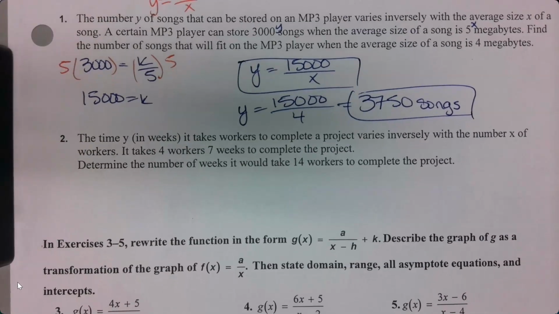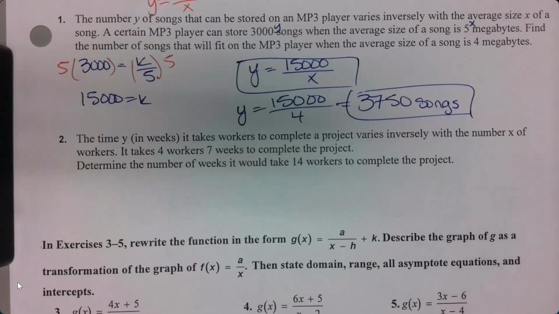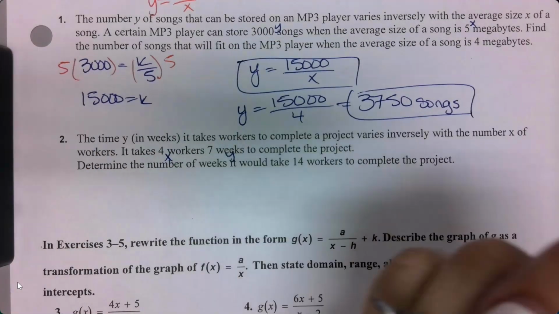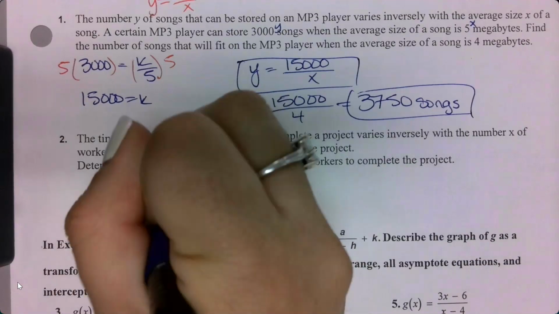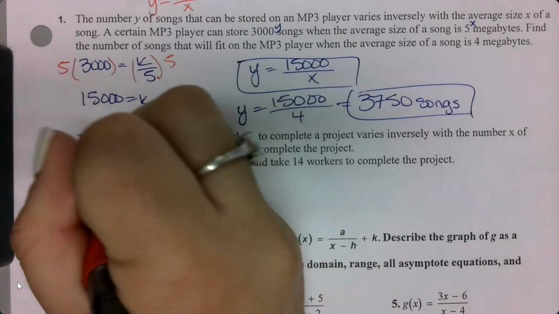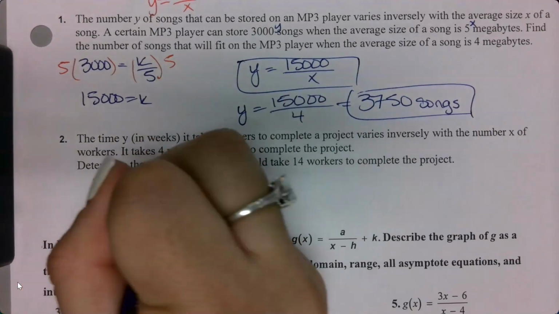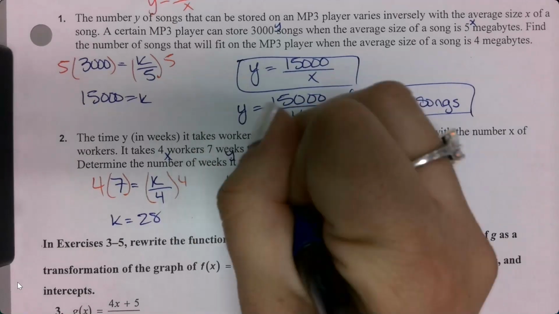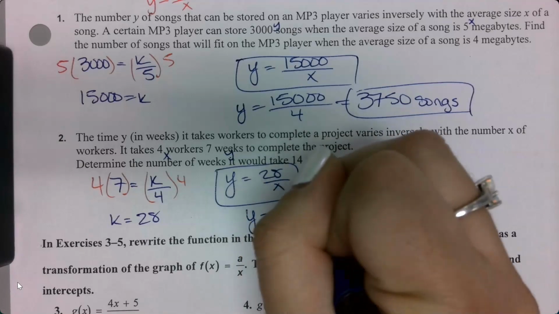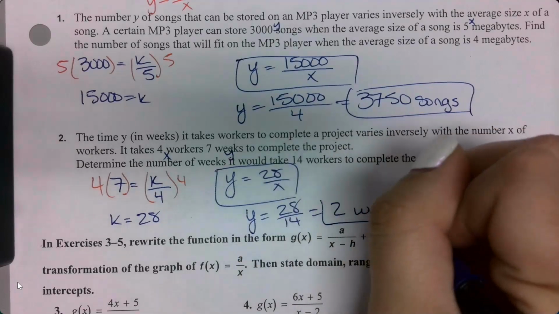Okay, number 2 says the time in weeks it takes workers to complete a project varies inversely with the number x of workers. It takes 4 workers 7 weeks to complete the project. Determine the number of weeks it would take 14 workers to complete the project. So x is my workers, weeks is my y. So I have 7 equals k over 4. I'm going to isolate my variable and multiply both sides by 4. K equals 28. So my equation is y equals 28 over x. Then I want to plug in 14, which is 2 weeks.